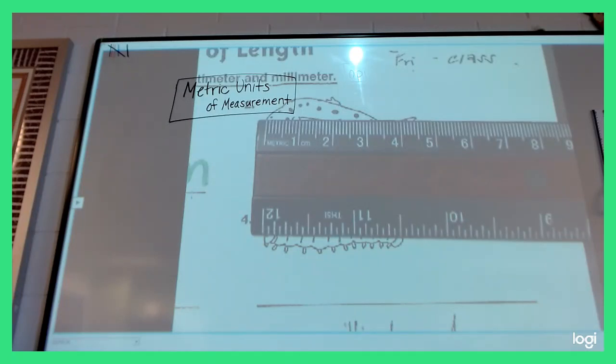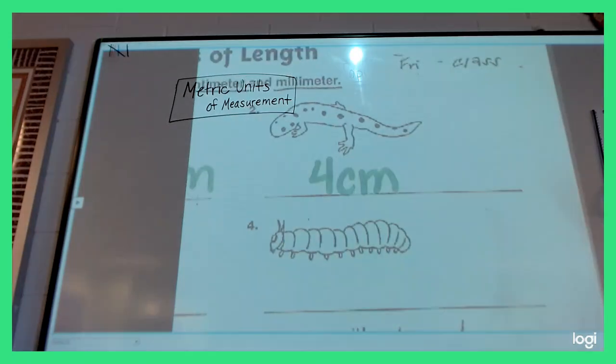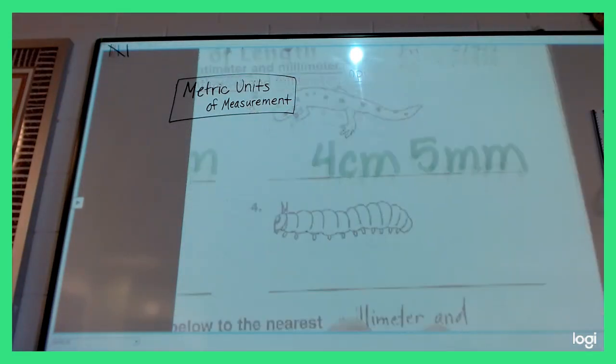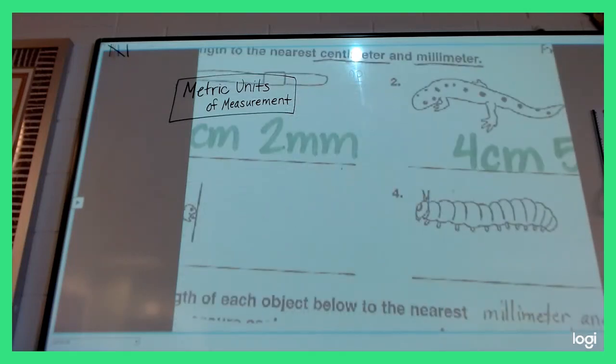Remember, we have got 10 millimeters between the 4 and the 5. So if we're halfway there, how many millimeters have we gone? 5. Nice job. So we have 4 centimeters and 5 millimeters. That is the length of that salamander in the metric system.